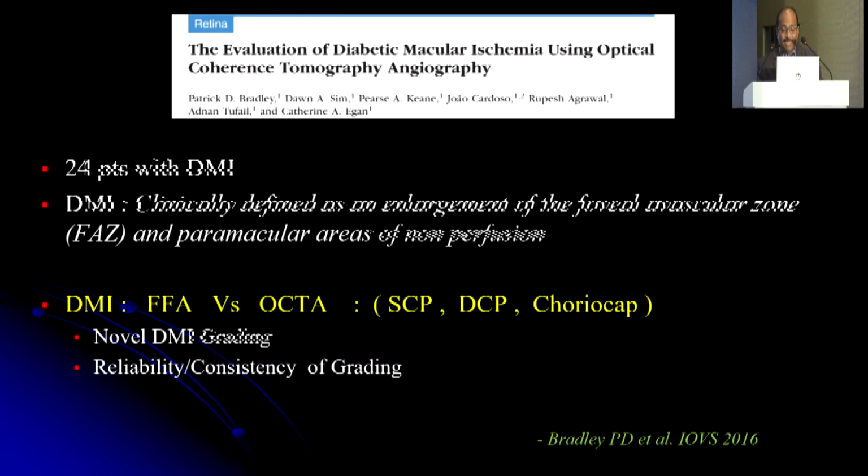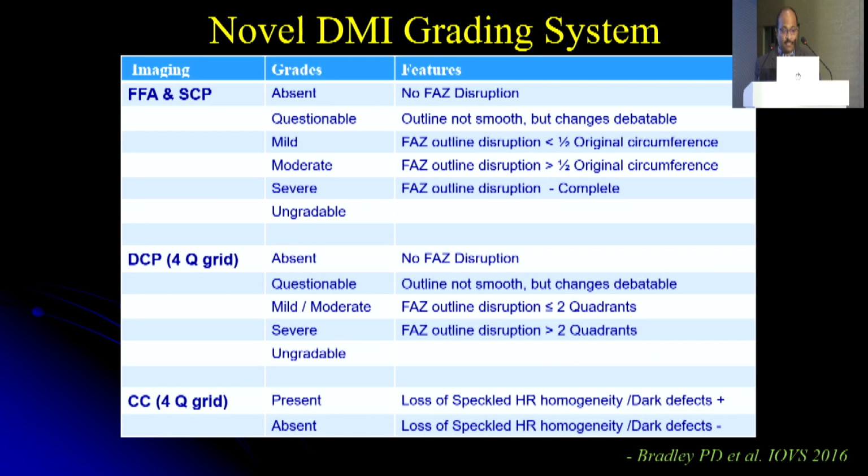So Bradley et al. from the Moorfields group looked at 24 patients with diabetic macular ischemia, and they evaluated this using OCTA. They clinically defined it as an enlargement of the foveal avascular zone and paramacular areas of non-perfusion. And they compared FFA versus OCTA, the three layers SCP, DCP, and choriocapillaris. They brought out a novel DMI grading system and looked at it for reliability and consistency. And this is how they graded it.